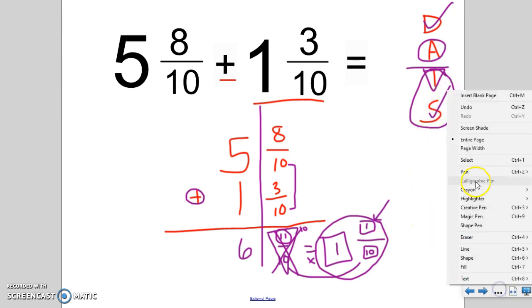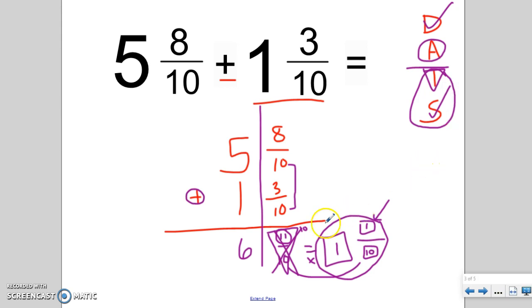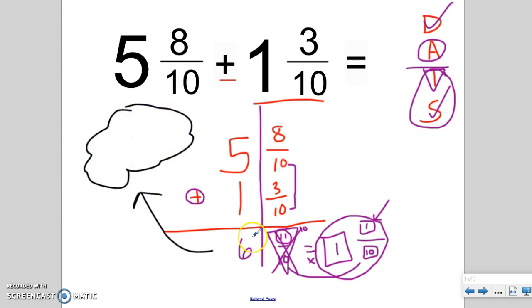So now it's time for me to come up with my final answer. And I have to think about all the different parts of my answer. I know that I have 6 wholes over here, plus I have 1 whole from the fraction part that I got. So that's a total of 7 wholes. In addition to that, I also have the fraction part, 1/10. So my final answer is 7 1/10.